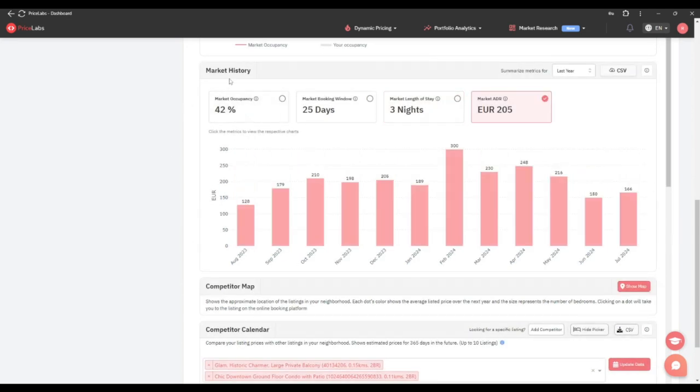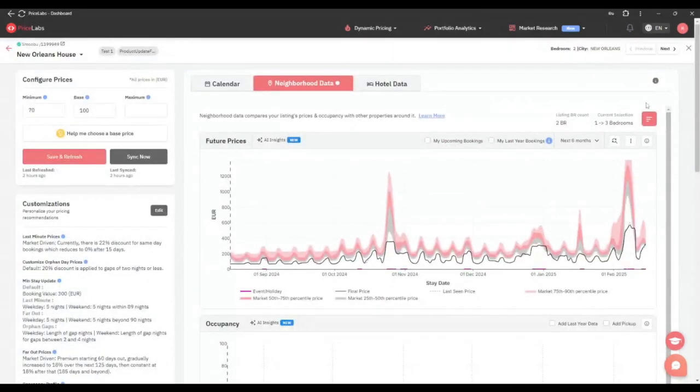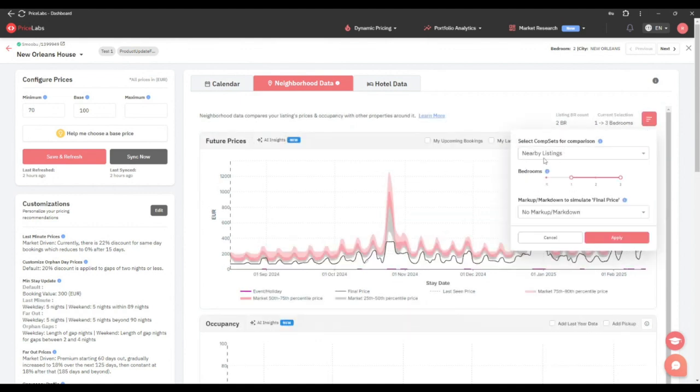Now, what does market here mean? If you scroll up, and you've already been using neighborhood data, you know there are 3 things. If you click that, you can see nearby listings, which is PriceLabs' default comp set that PriceLabs uses to price your properties and to understand the market. But you could also choose your own if you were using market dashboards.